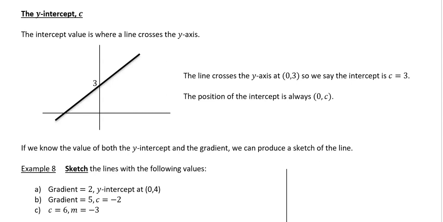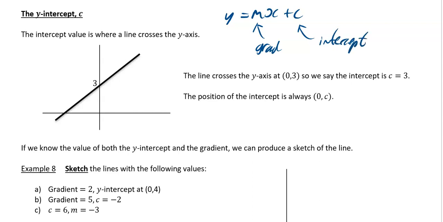Okay, we're on to our last bit of notes for this video. It's on the y-intercept and c. And again, why this is called c. The general equation of a straight line is y is equal to mx plus c, where m is your gradient, and c is your intercept. So just accept that's what it is. Y equals mx plus c, m is your gradient, and c is your intercept.